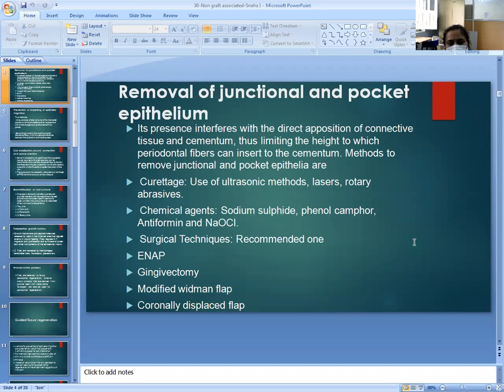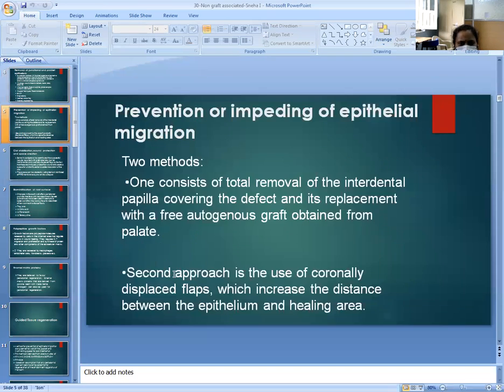To avoid junctional epithelial cells protruding into the defect area, the first measure is removal of junctional epithelium and pocket epithelium. Its presence interferes with the direct apposition of connective tissue and cementum, thus limiting the height to which periodontal fibers can insert into the cementum. Methods to remove it are curettage, then chemical agents like sodium sulfide, phenol, camphor. Other recommended surgical techniques are NAP, gingivectomy, modified flap, all these surgical procedures.